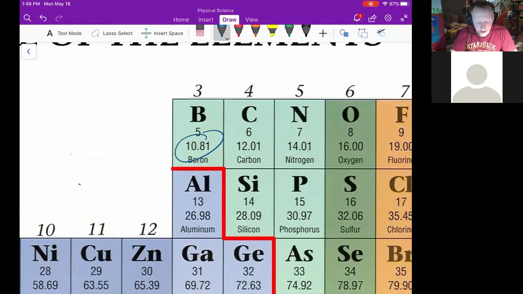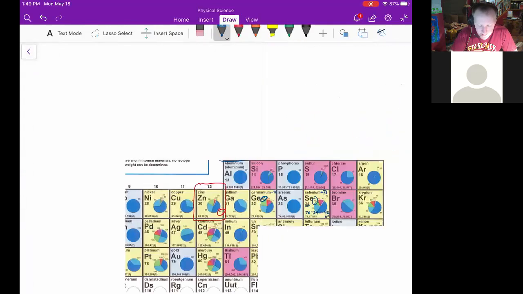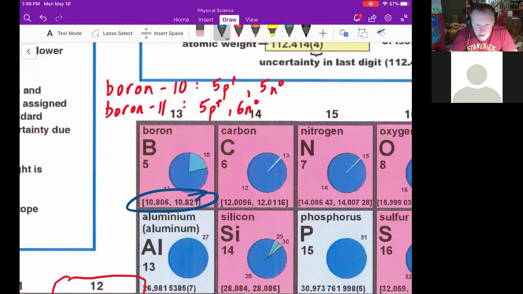This is averaging the weighted amount of boron that is boron 10 and boron 11, the 2 isotopes that occur in differing amounts depending on the relative stability. And this pie chart tells us the combination. So it looks like a little less than a quarter, so about 20% of boron has a mass of 10 because it has 5 protons and 5 neutrons.